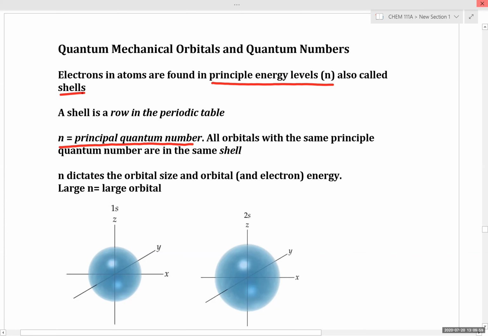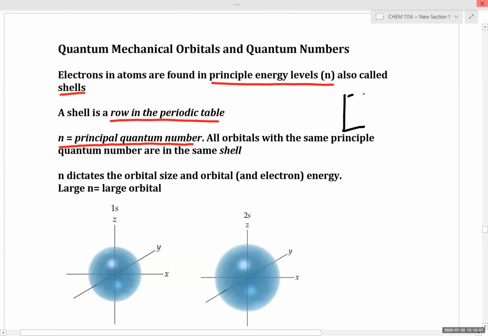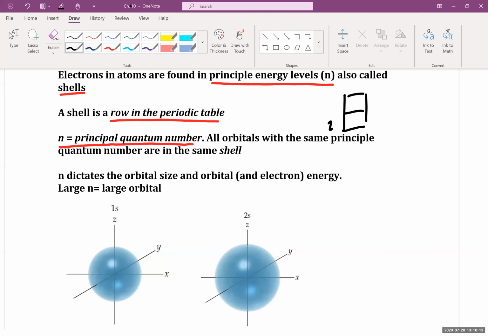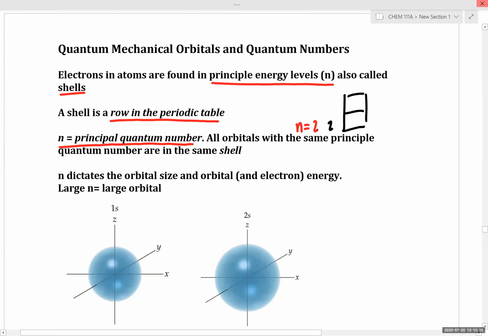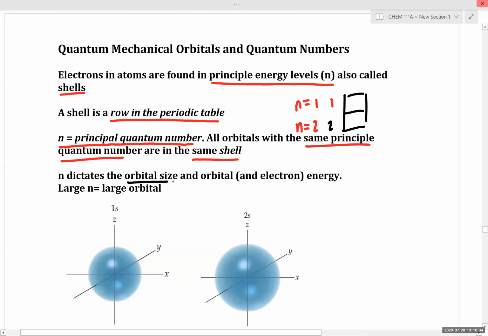A shell can be related to the periodic table in that it is a row in the periodic table. So for example, if we look at the second row in the periodic table, this is the n equals 2 shell, while the first row is n equals 1. So all orbitals with the same principal quantum number are found in the same shell. Now n, as the principal quantum number, dictates orbital size and orbital energy.